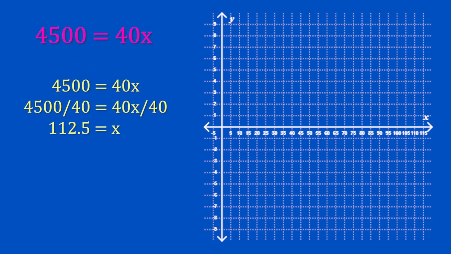To graph this equation, we locate the value of x, which is 112.5, and then we draw a vertical line. This is now the graph of our equation.